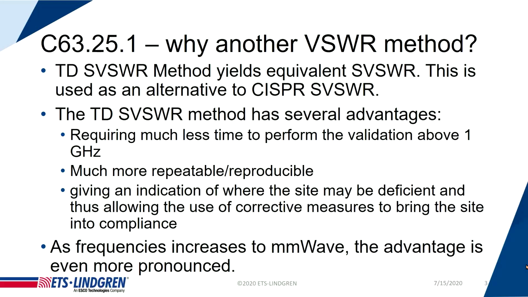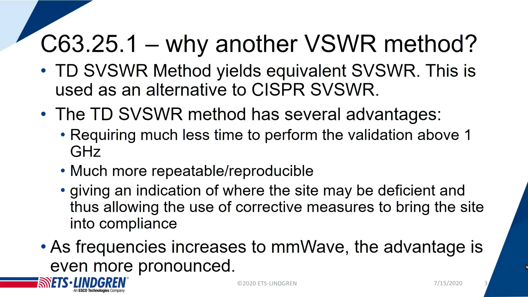And also, that's not the main reason. The main advantage is really about the test repeatability and lower measurement uncertainty. So this method would give you much more repeatable measurements and also reproducible measurements. And the other additional benefit is that using time domain VSWR to measure chamber performance gives the indication where the site may be deficient, thus allowing debugging and using corrective measures to bring the site into compliance.